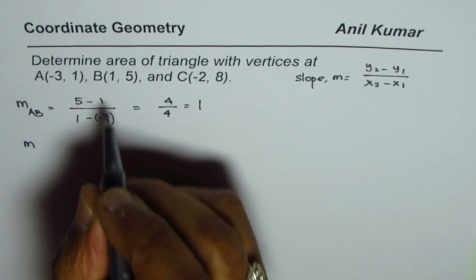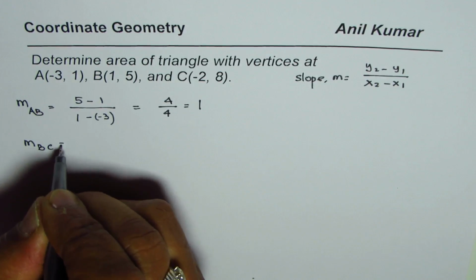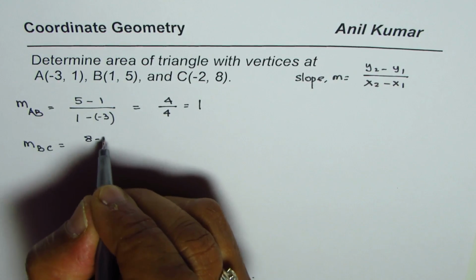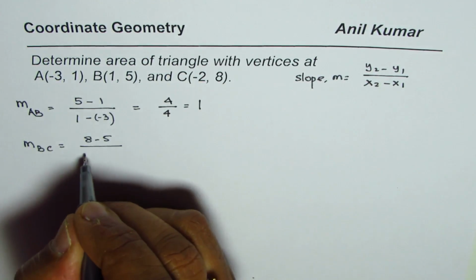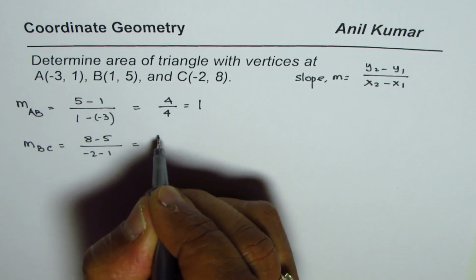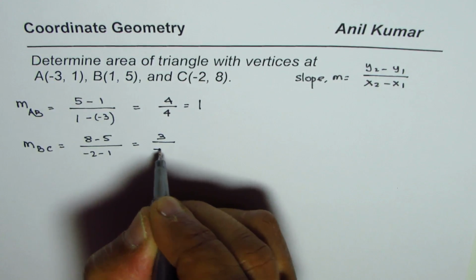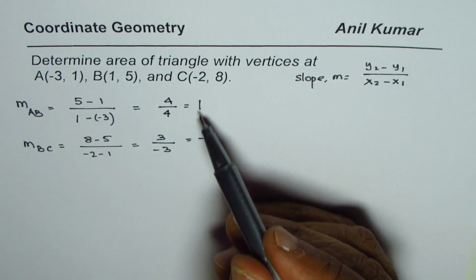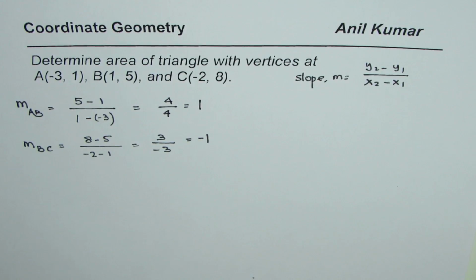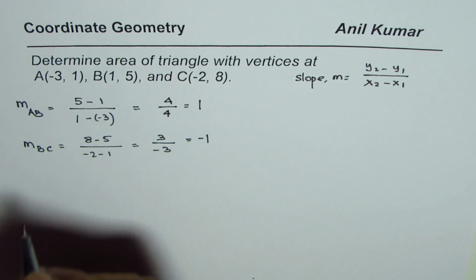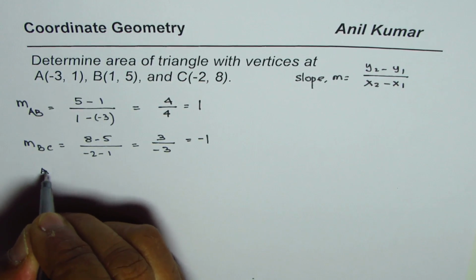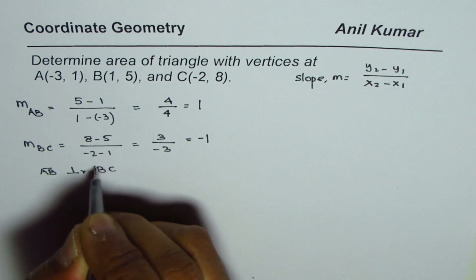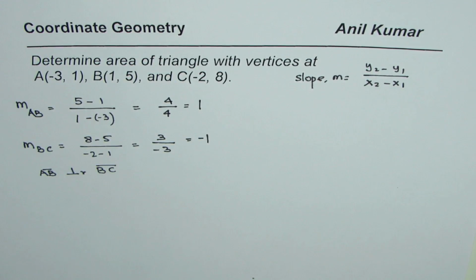Let's also find the slope between B and C. Slope between B and C is 8 minus 5 divided by -2 minus 1. 8 minus 5 is 3, and -2 minus 1 is -3, and we get a slope of -1. Now since these two slopes multiply to give -1, they are negative reciprocals, and therefore we can say that line AB is perpendicular to BC. So we indeed have a right triangle, correct?